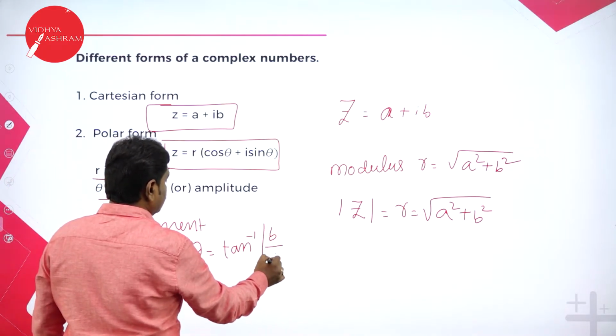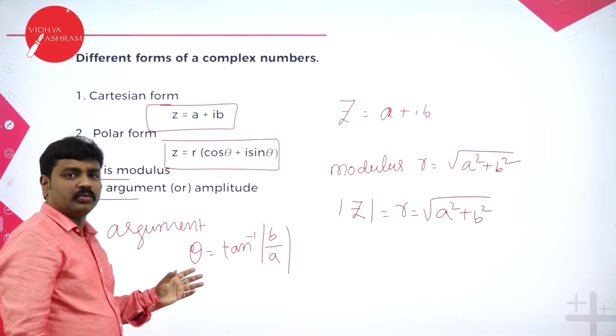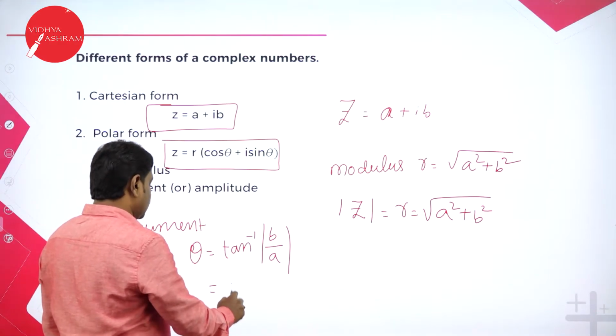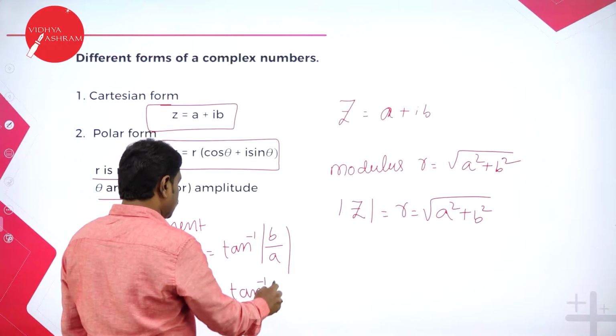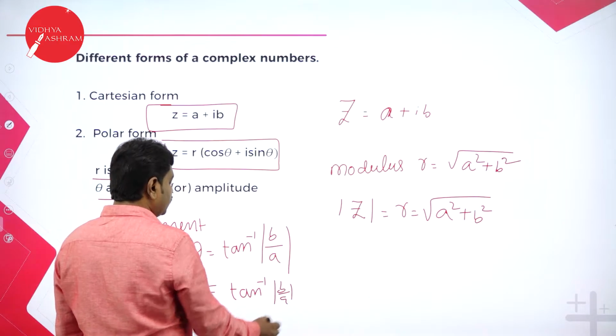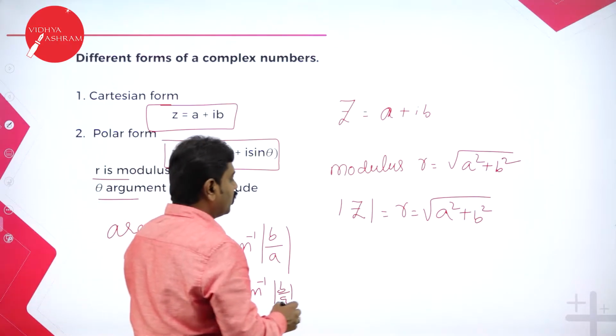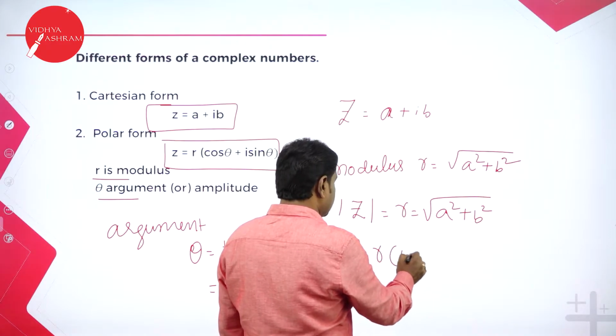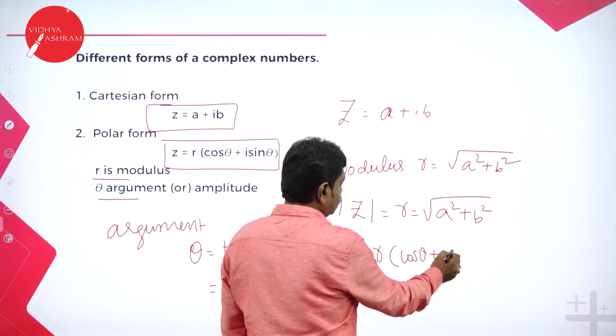Tan inverse of modulus of b by a. This is the argument. Argument is tan inverse of modulus of b by a. So if you do this and see the change, you'll get theta. Then the polar form is z is equal to r cos theta plus i sin theta.